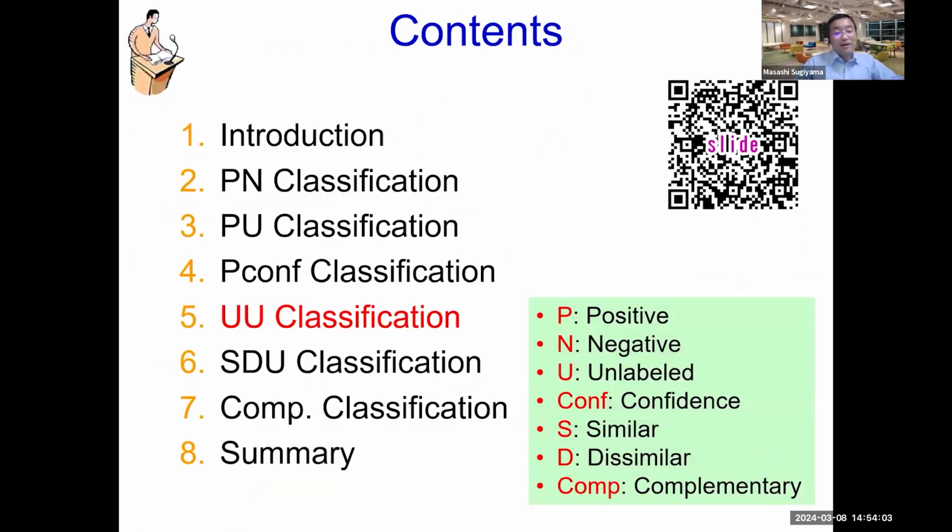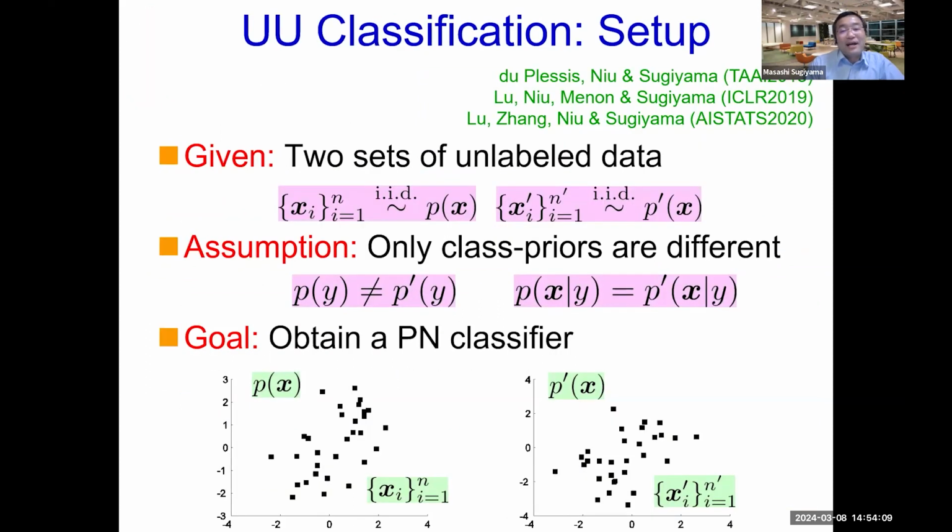Then let me go on to the next part, UU classification. This is quite interesting and challenging. Now we have two sets of unlabeled samples. One is coming from P of X, and the other is coming from P prime of X. We assume that P of Y and P prime of Y are different class priors, but the class conditional densities, P of X given Y and P prime of X given Y, are the same. Like consider a mixture of Gaussians setting, where we only assume that the Gaussians are the same, but the proportions are different, like 50-50 and 80-20 or something like that.